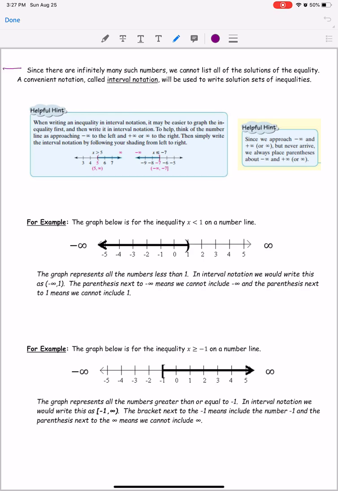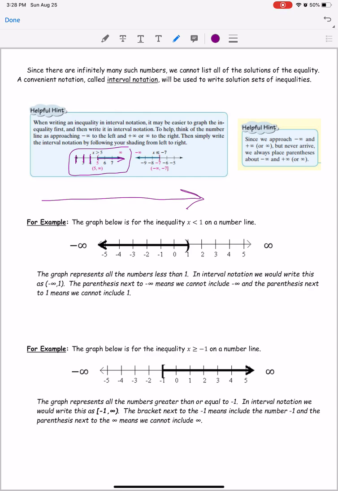All right. Since there are infinitely many such numbers, we cannot list all the solutions to the inequality, so a convenient notation is called interval notation. So interval notation looks exactly the way this graph is. Notice on this graph, you're always going from left to right, just as you read. It has nothing at 2, it has nothing at 3, it has nothing at 4, but it starts here at 5. Your graph has a parenthesis, so my interval notation also has a parenthesis. Then my arrow is going to the positive infinity side, and it's never stopping.